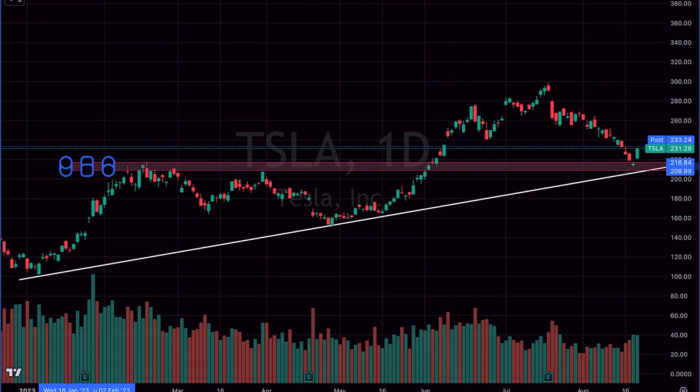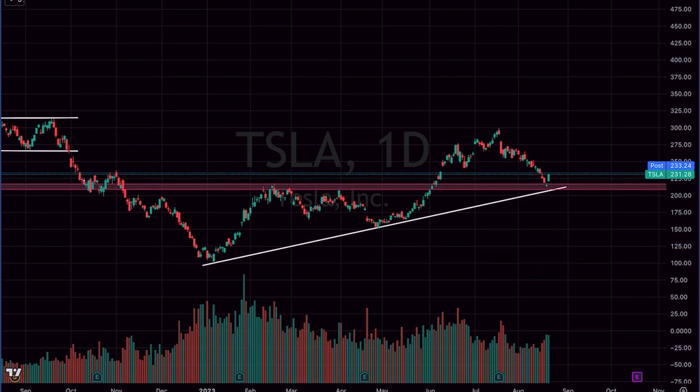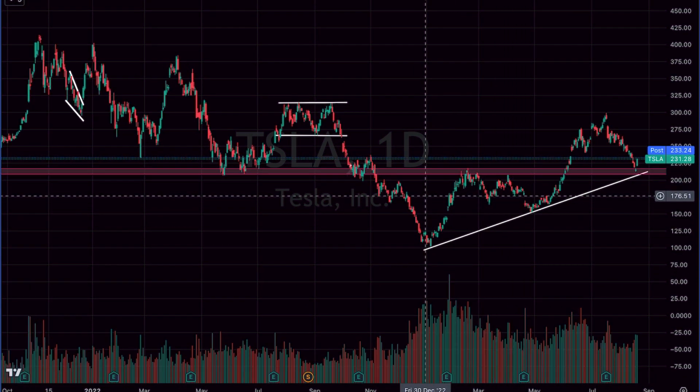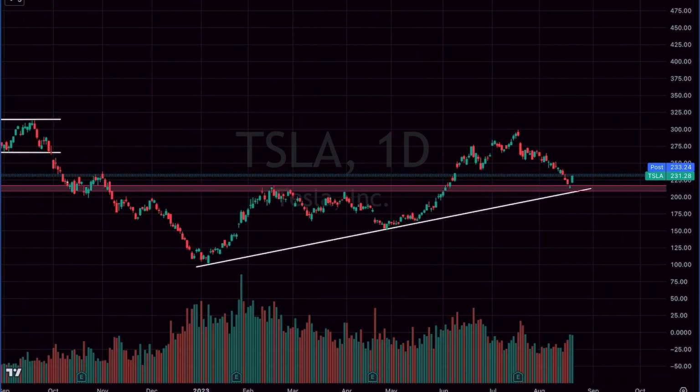And then if we take this zone and extend it to the left, we can see it probably was a decent zone from before. Boom, yep. So look at that, right? Choppy around here, right? Some bounces off here. So this zone is a key level.